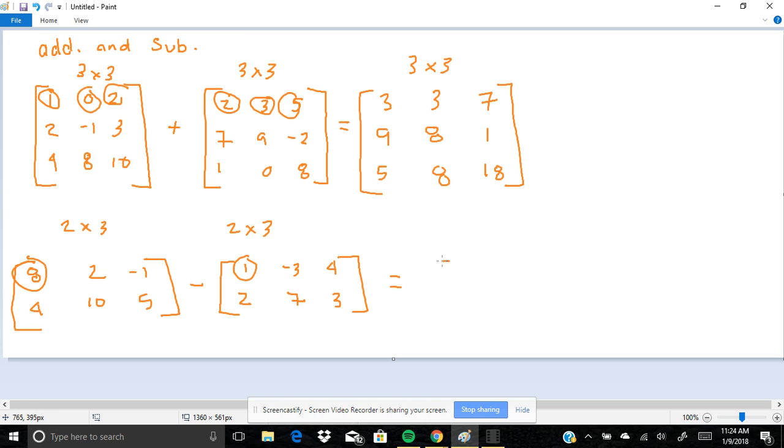So 8 minus 1 would be 7. 2 minus a negative 3 would change that to addition, so that would be 5. 2 plus 3 is 5. Negative 1 minus 4 would be negative 5. 4 minus 2 would be 2. 10 minus 7 would be 3, and 5 minus 3 would be 2. As you can see, that is also a 2 by 3. So these are pretty simple.